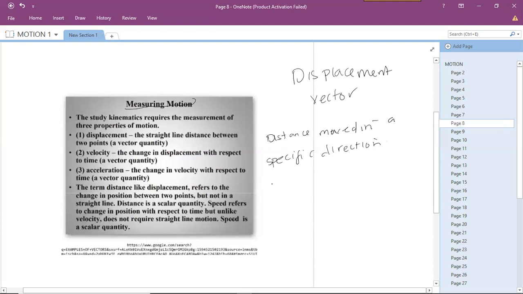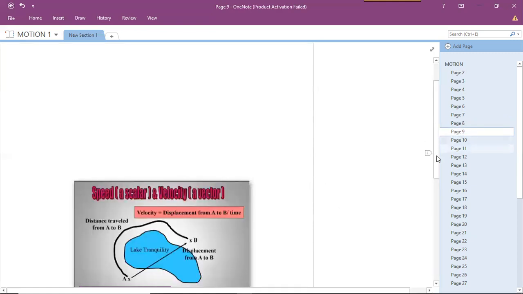Then velocity, we're going to know what velocity is soon, but we first have to know what speed is. But I'll just say, all right, velocity is the rate of change of displacement with time. That's what velocity is. Then acceleration will be the rate of change of velocity with time. We're going to encounter these terms individually in the coming slides.